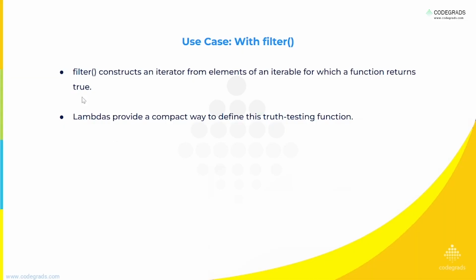Next is the filter. Filter constructs an iterator from elements of an iterable for which a function returns true. Lambdas provide a compact way to define this truth-testing function. So filter keeps items that pass a condition. If a particular item does not pass the condition, then it will not include that value. So filter keeps the items that pass a condition, otherwise it will not include them.